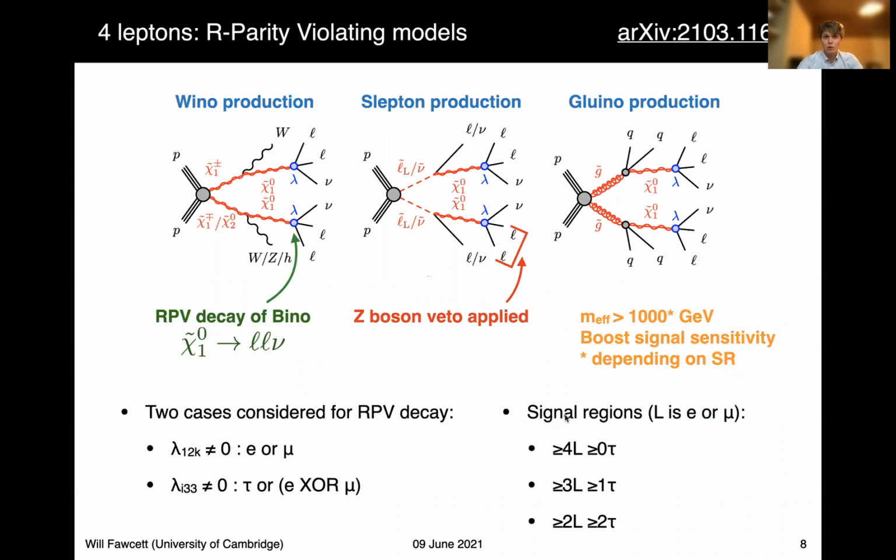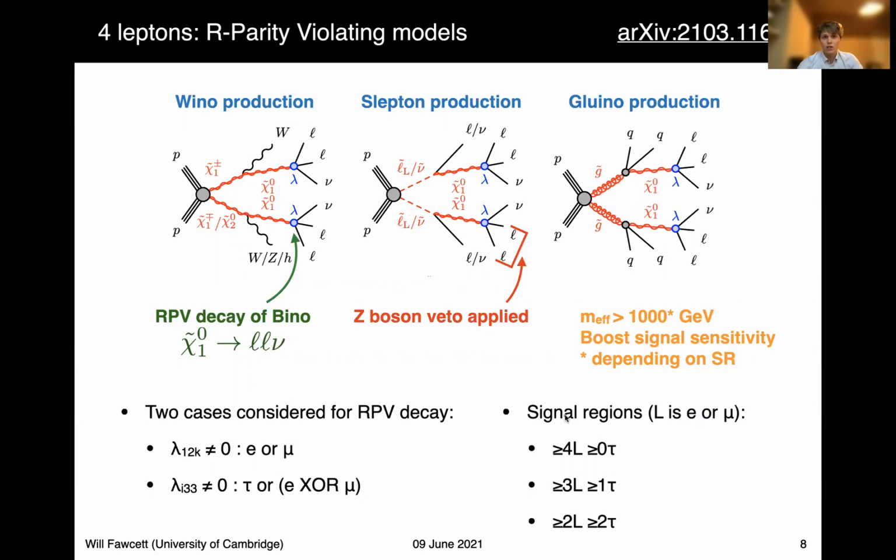A second class of models chosen to search for by this analysis are R-parity violating models. R-parity is normally needed to prevent SUSY from allowing rapid proton decay, but this can be avoided if a certain number of these RPV lambda couplings are turned on.